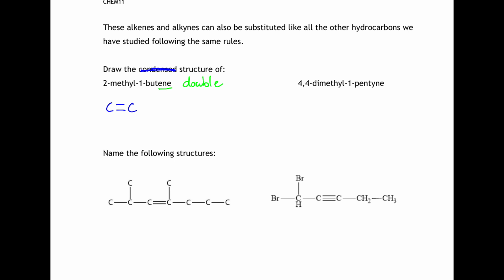So this is a butene. So it's going to have 4 carbons here. So this is my 1-butene done here. Then I have to add my methyl group. Where's the methyl group going to go?